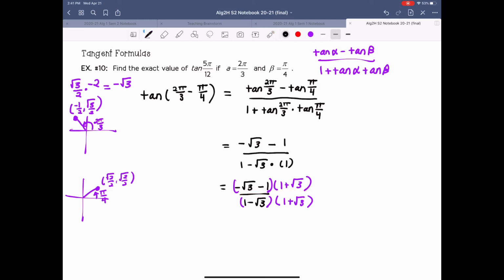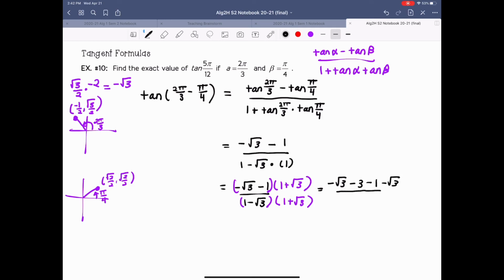So first, outer, inner, last here. First is going to be negative square root of 3 times 1, which is just negative root 3. Outer is negative root 3 times positive root 3. Negative times positive is negative, so that's just going to give me negative 3. Inner, we have negative 1 times positive 1, which is just negative 1. And last is negative 1 times positive square root of 3, which is just negative square root of 3.